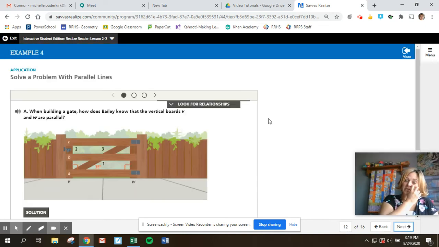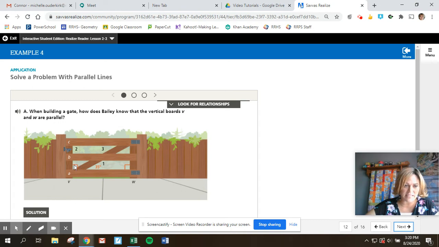And you're going to solve some problems using parallel lines. This one is tricky if you can't see the visual. So the visual, this V right here, has to do with this post going straight up and down. And the W has to do with that post right there. Not this outside one, but like this darker brown. Okay, and then line A, B, C. It says, when building a gate, how does Bailey know that the vertical boards, these dark brown ones, V and W, are parallel? So you would have to look at those vertical boards and figure out some angle measures, corresponding, alternate interiors, same side interior, or alternate exterior, and try to figure it out.